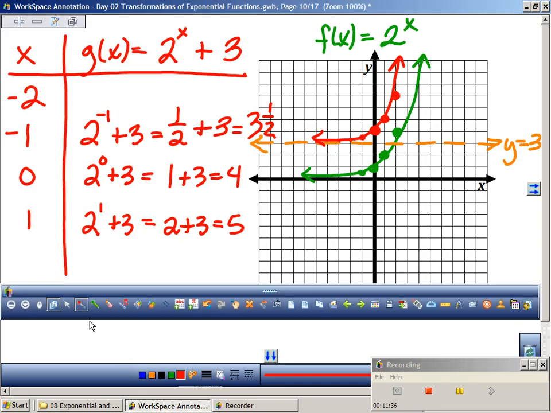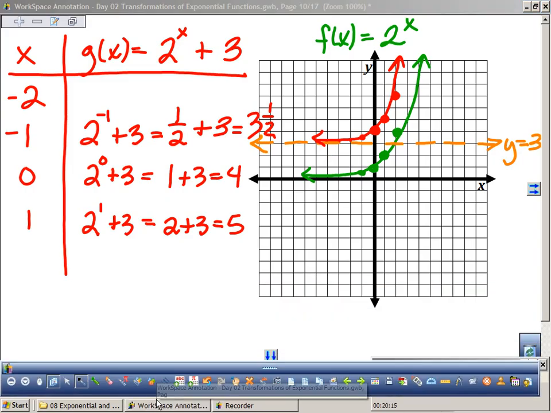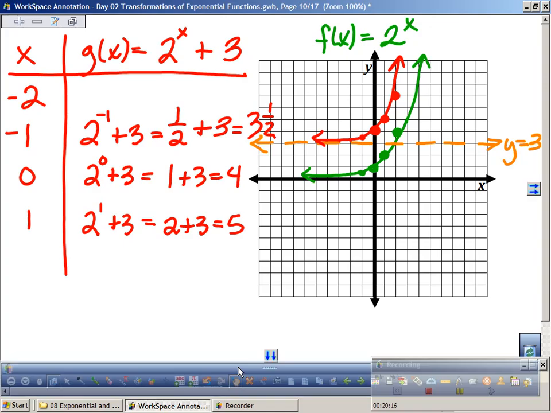Let me give away the big surprise before we even do any more. Oh, I want you guys to discover it. So difficult not to just tell you. I want you to figure it out for yourself. Okay, so I just did 2 to the x plus 3 for you. I'm going to give you your activity. I'm going to give you about 5 minutes to discover the second transformation.